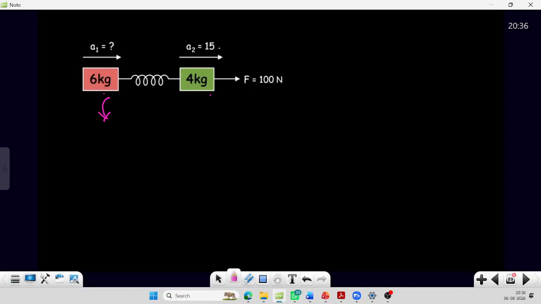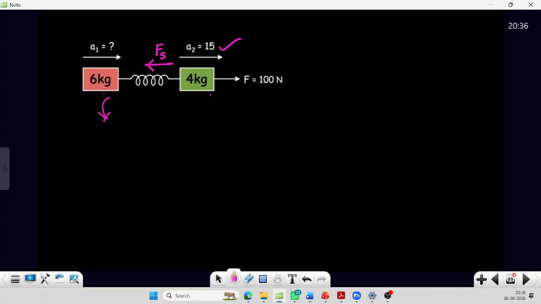So they already gave that it is moving with some acceleration, given now 15. That means the block is moving. When the spring gets elongated, some force is developed in the spring. That force is the spring force. Here the block is moving to the right side, so the spring force will oppose it. That means there is a spring force in this direction.